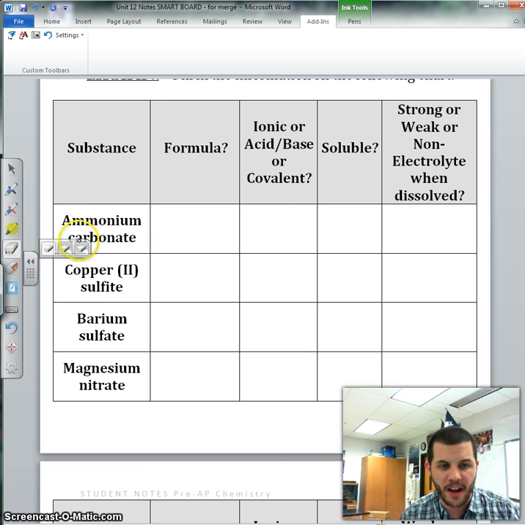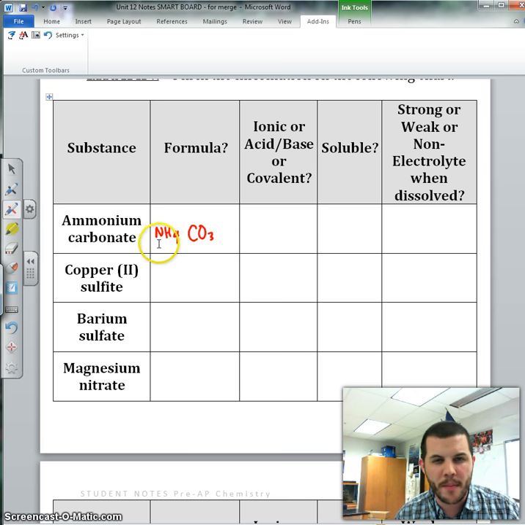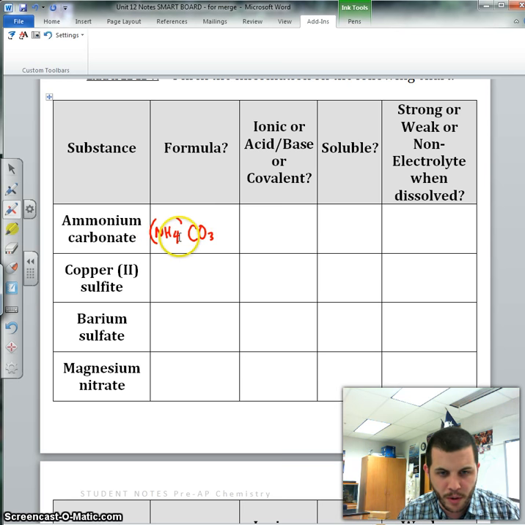First off, I've got ammonium carbonate. Ammonium carbonate is going to be written out like this. We've got NH4, and carbonate is CO3. Remember, ammonium has a +1 charge and carbonate has a -2 charge. So that means I need two of these ammoniums in order to cancel out the -2 charge that carbonate has.